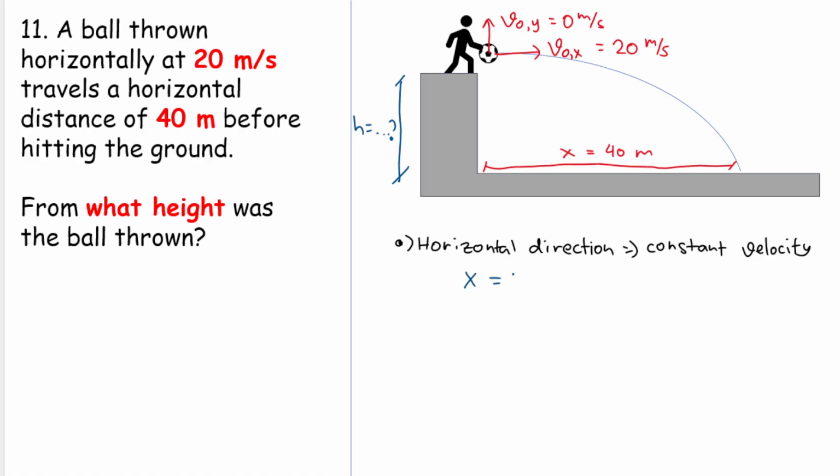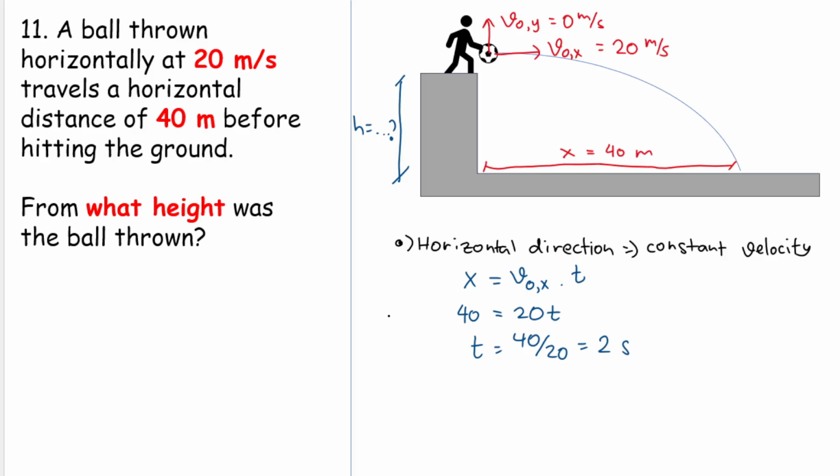x is equal to Vox multiplied by t. But we know x and we know the initial velocity, right? So we will have 40 in x, and the initial velocity is 20 meters per second, multiplied by t. And we can solve this for t, which is 40 divided by 20. That will be 2 seconds. Good. And this is for the horizontal direction.